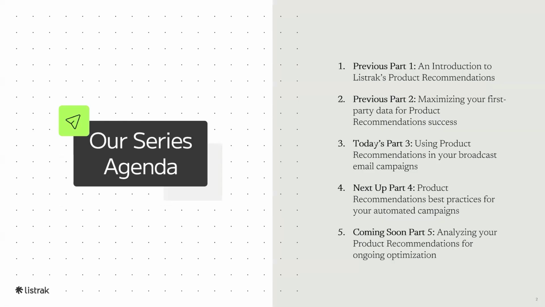All right, as I said, today is part three of our series on product recommendations. We previously spoke about the importance of product recommendations and how maximizing the data really helps refine the algorithms and get good product recommendations out to your recipients. Today, we're going to focus on using some best practices in your recipe strategies for your broadcast emails.